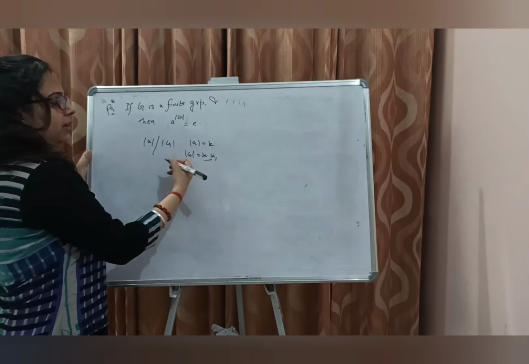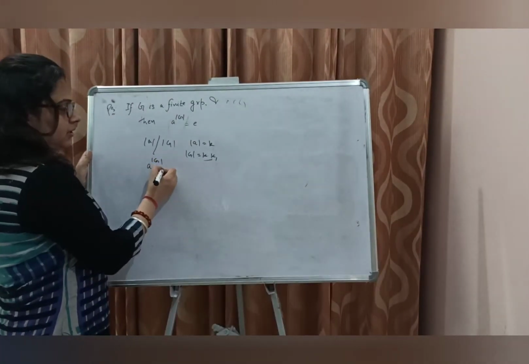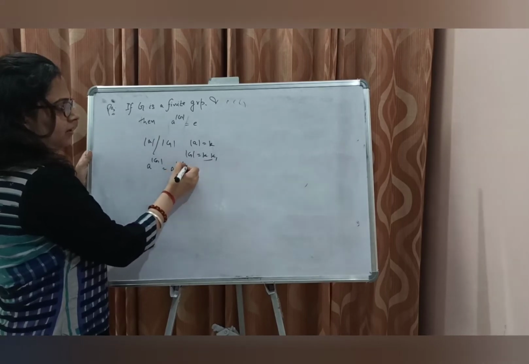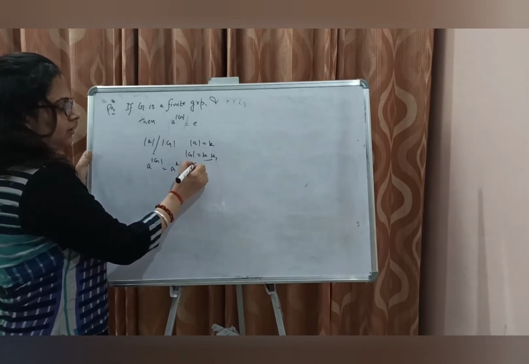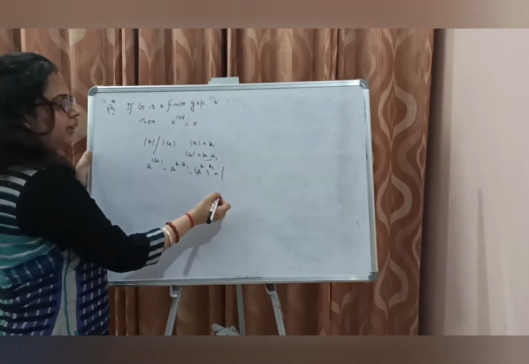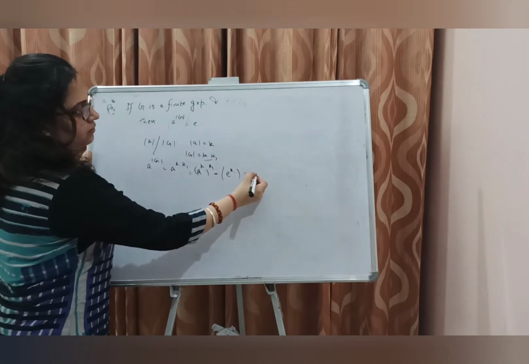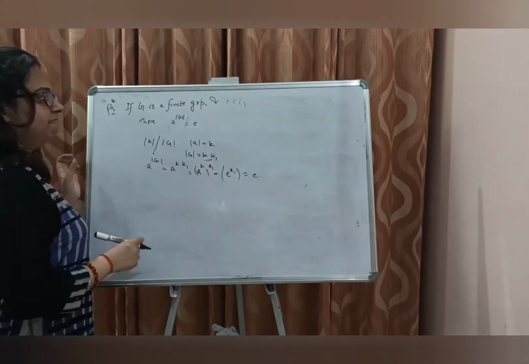So clearly A to the power of the order of G is equal to A to the power K K1, which is (A to the power K) to the power K1. Now A to the power K is identity because the order of A is K. Identity to the power K1 is equal to identity.